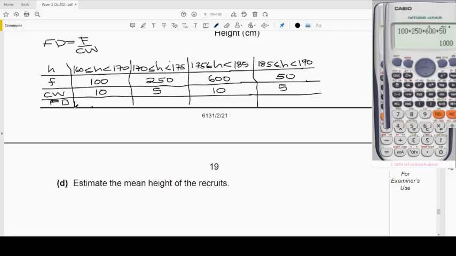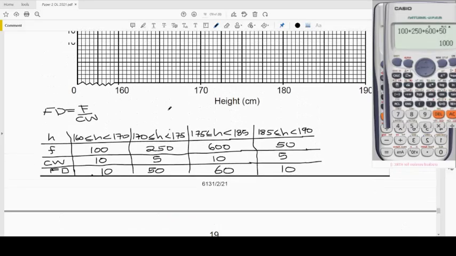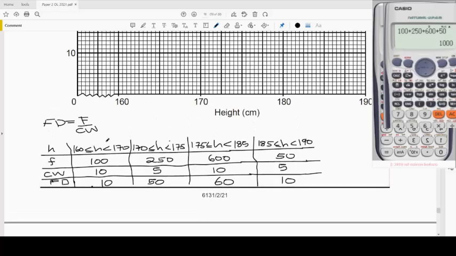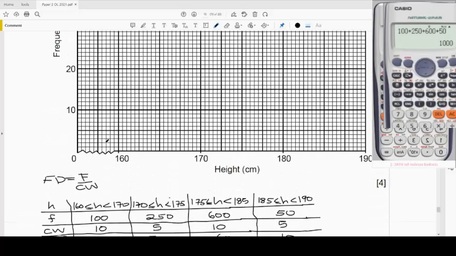And now to work out our frequency density, our formula here is just the frequency divided by the class width. So we'll say 100 divided by 10, this is 10. And then we have 250 divided by 5, this is 50. 600 divided by 10, this is 60. And then 50 divided by 5, this is 10. So now we are ready to plot, because we are going to plot the height intervals against our frequency density and not the frequency. Okay, so our graph here is already labeled.